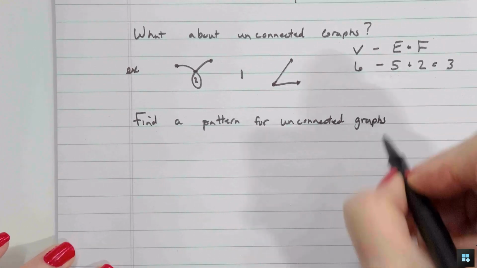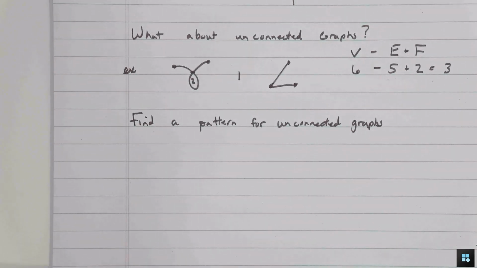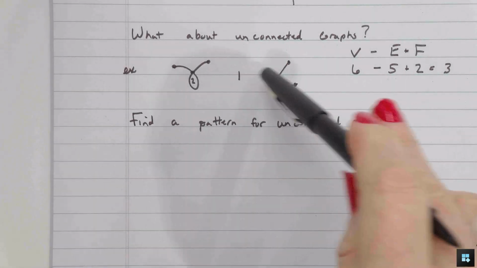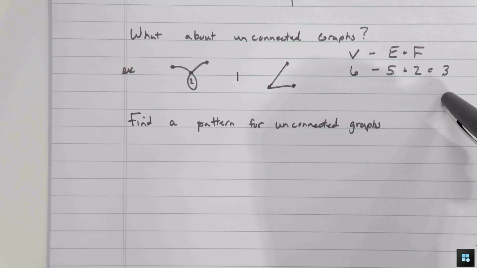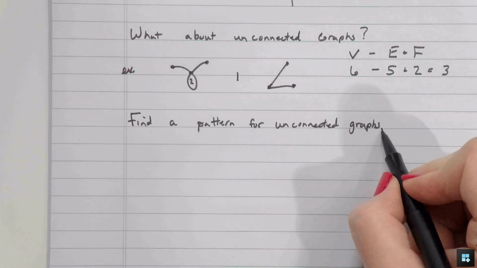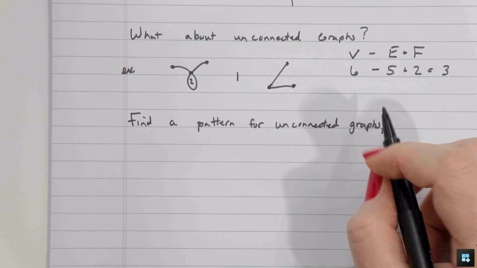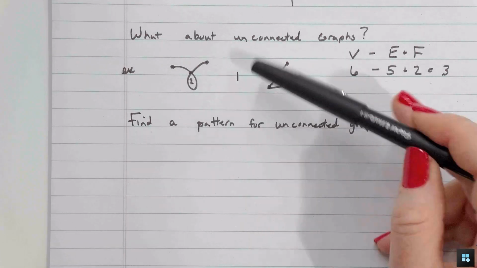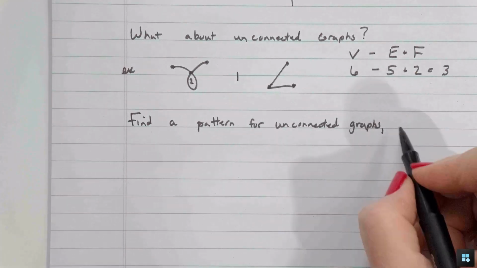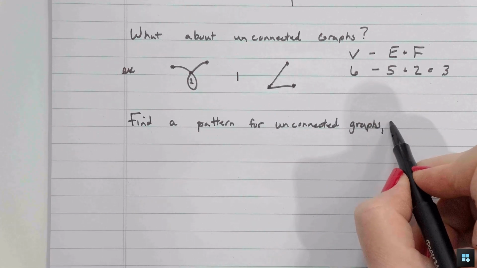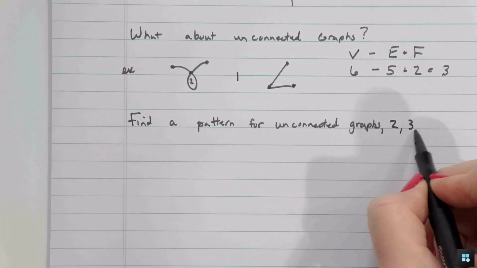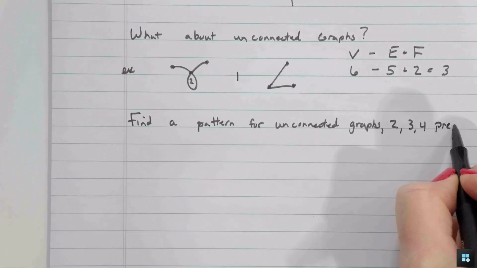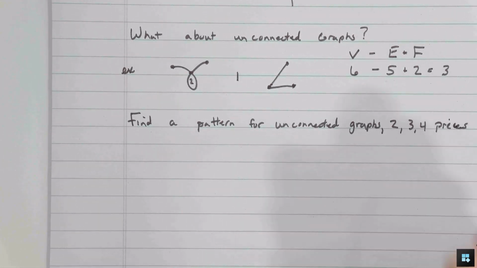So try a few more unconnected graphs where there's just 2 pieces and see, are you always getting 3 or is there something else at work? Once you've figured out what's going on with unconnected graphs that have 2 separate pieces, then check out unconnected graphs with 3 pieces and 4 pieces. See if there's any pattern that goes on. And if there is a pattern, see if you can figure out why.